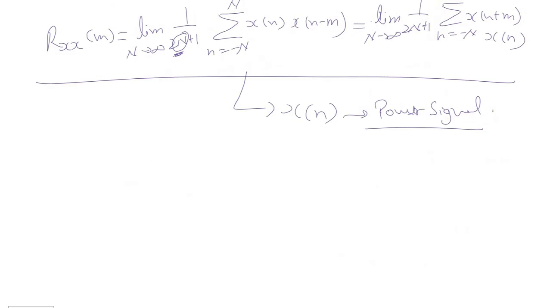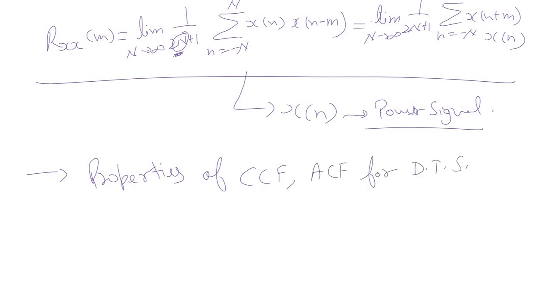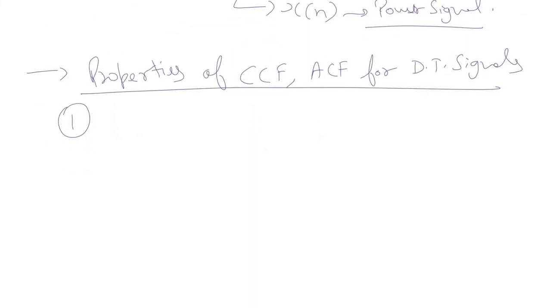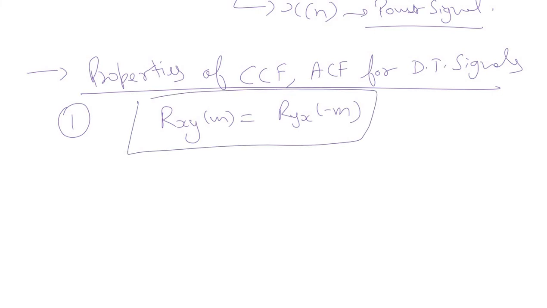Next, we'll look at the properties of the cross correlation and autocorrelation functions for discrete time signals. The first one we have already seen is Rxy(m) is equal to Ryx(minus m), that is, reverse the order of the subscript. The second property gives you the relation to signal energy and signal power.